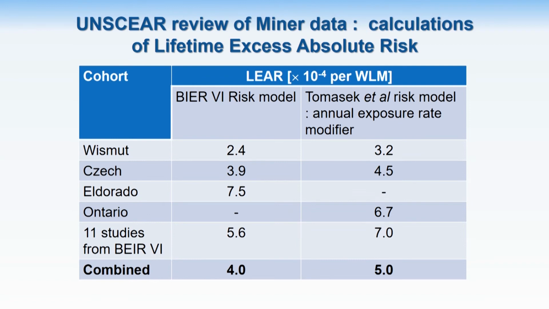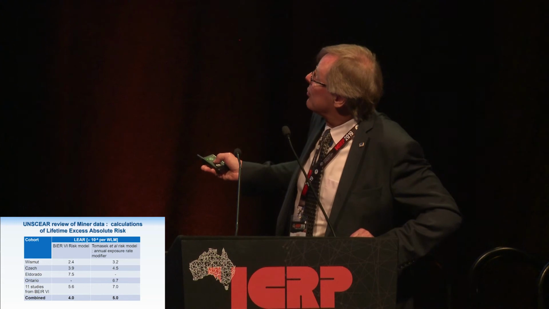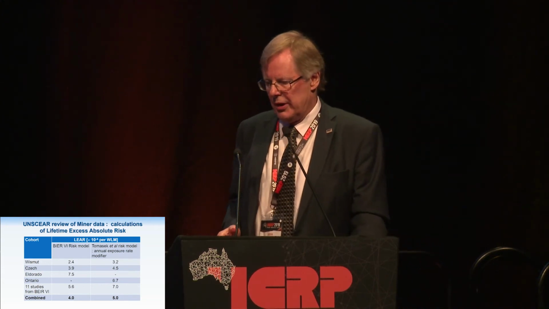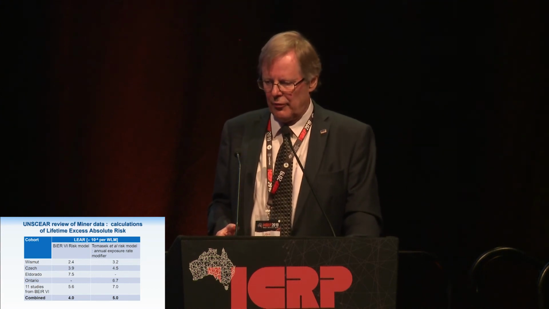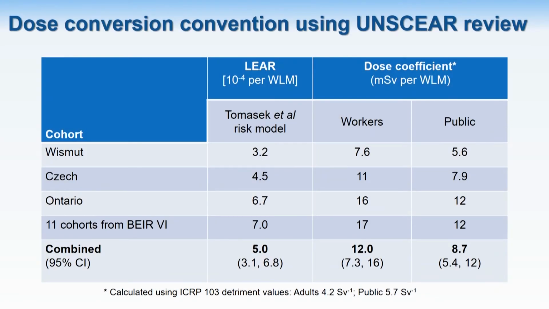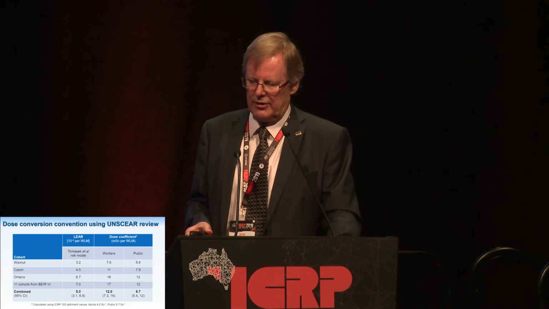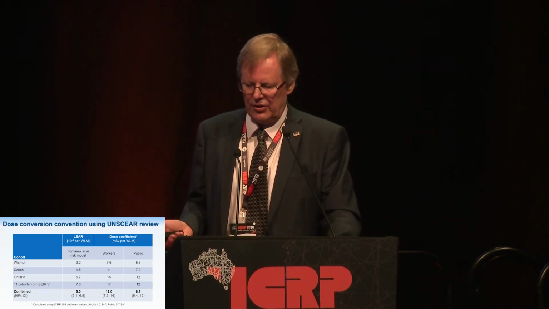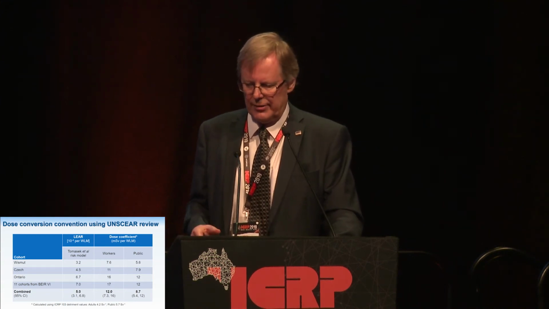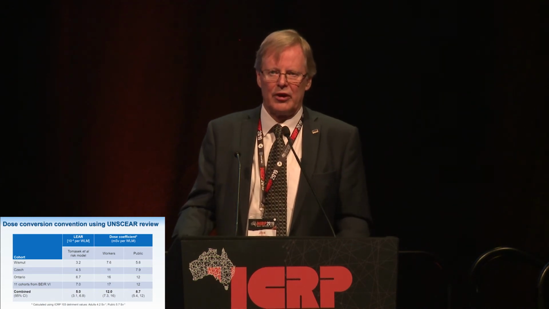And then Dominic has already shown this slide, and as he's already said, the combined value of 5 times 10 to the minus 4 per working level month is as published by ICRP. So it's central within the range of these estimates of lifetime risk as published by UNSCEAR. And if you use that range on the right-hand side of that slide and apply the dose conversion convention, then you can see the range in dose coefficients obtained here in millisieverts per working level month. And again, the ICRP value is a central value of 10. So the ICRP conclusions are very much supported by the UNSCEAR review.